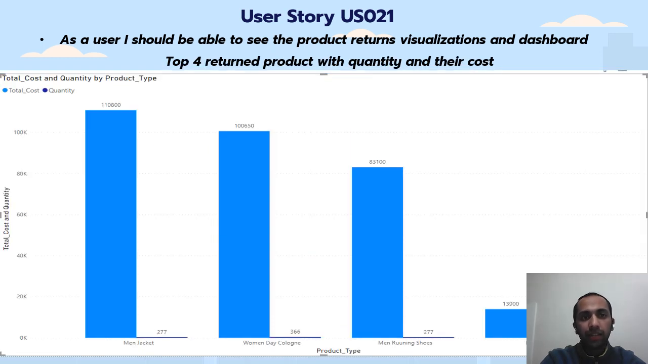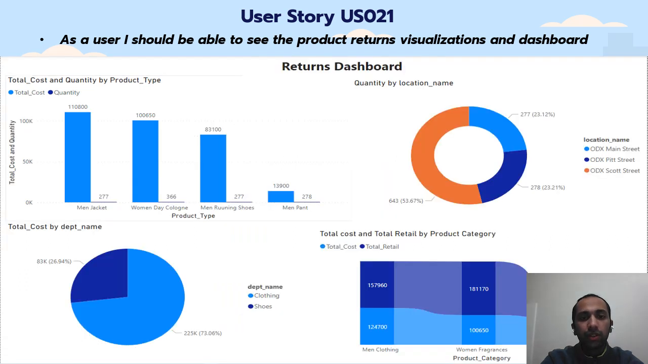This visualization helps to analyze the top 4 return product categories with quantity and their costing. The top 4 return product categories are men's clothing, women's cologne, men's running shoes and men's pants. So combining all those individual visualizations, this is how the returns dashboard looks.